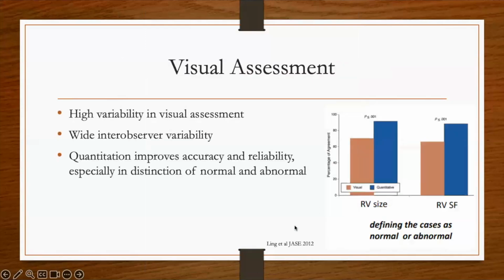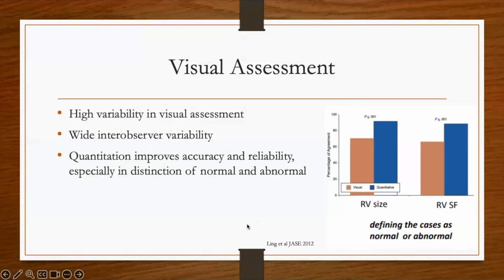I just want to raise a point here that was interesting to me as I was preparing this talk. There have been some studies looking at visual assessment of the right ventricle, which again is something that we commonly do. And in this particular one, they looked at RV size and systolic function, various quantification methods from echocardiography, and they also looked at cardiac MRI as kind of a gold standard.